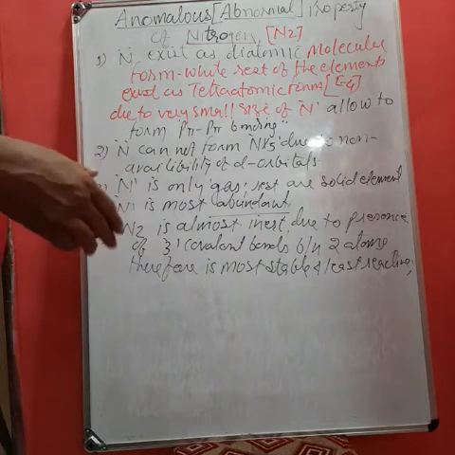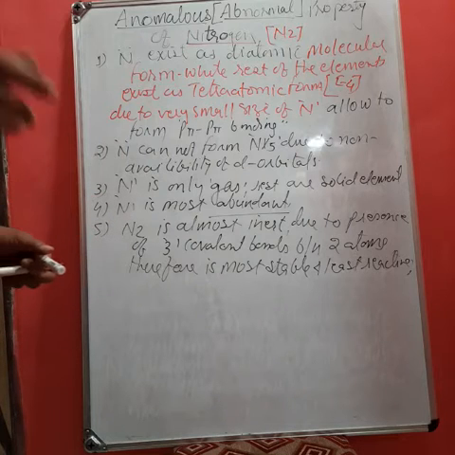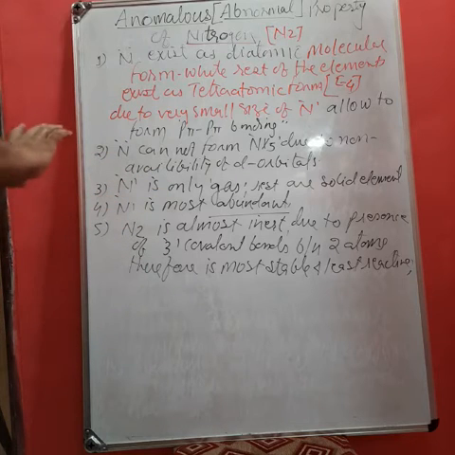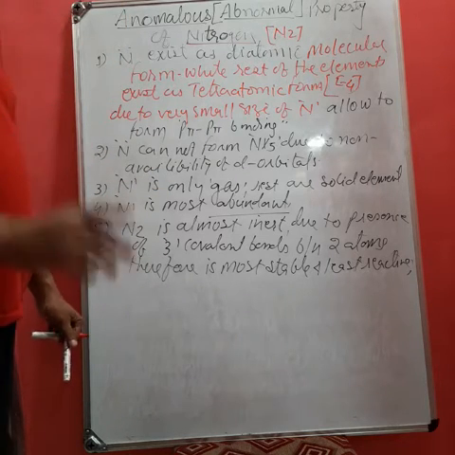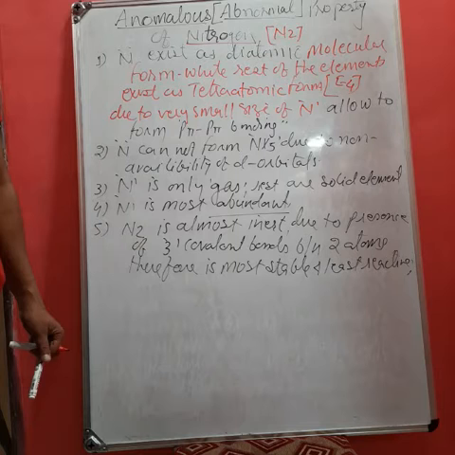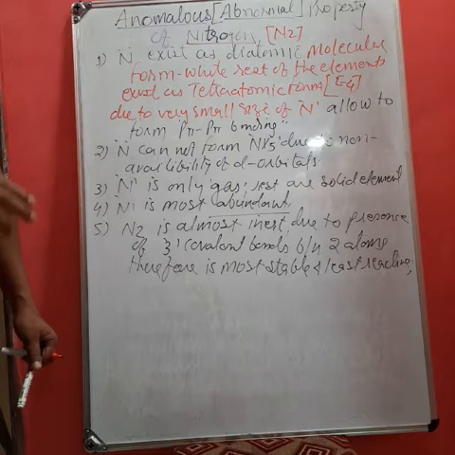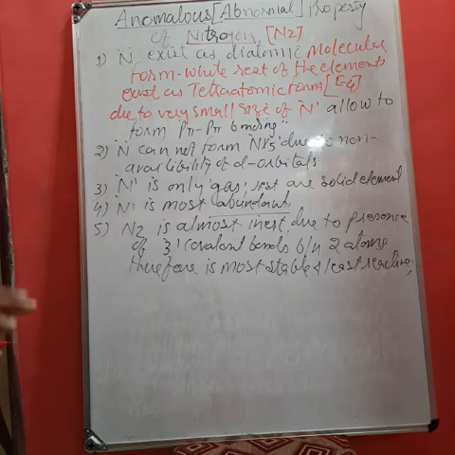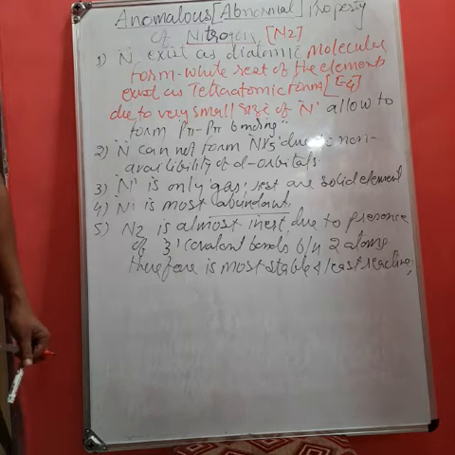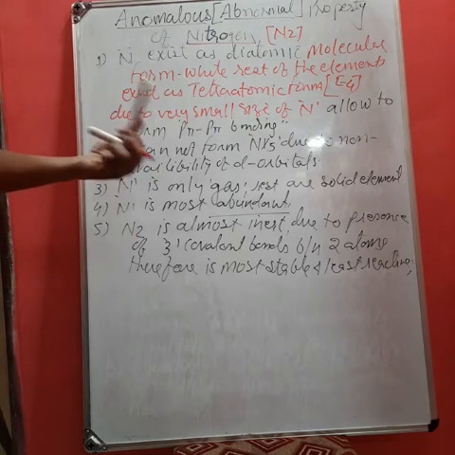Now you can check some more anomalous properties of nitrogen, but remember you have to give their explanation also. For each and every anomalous behavior you have to write their explanation. Like nitrogen is the most electronegative in its group. The rest of the elements are less electronegative. Even their electronegativity difference is too much, high. Like nitrogen shows 3.2, while phosphorus shows only 2.4, isn't it? And for the other elements like bismuth, the electronegativity is very, very less.